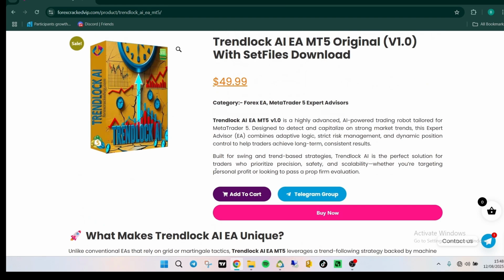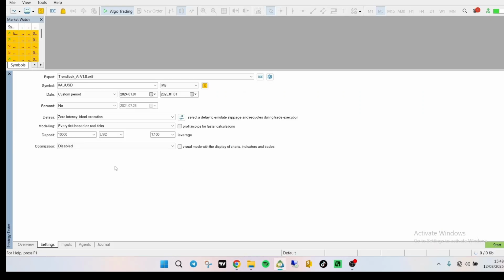So in today's video, I'm actually going to be testing this robot out. Now, going into our MT5, I have the EA right here. I've already gone ahead to purchase it. Tested on gold on the 5-minute time frame. We're going to be testing for just 1 month, right? So we'll start with 1 month, and then we're testing with every tick with a deposit of 10k.